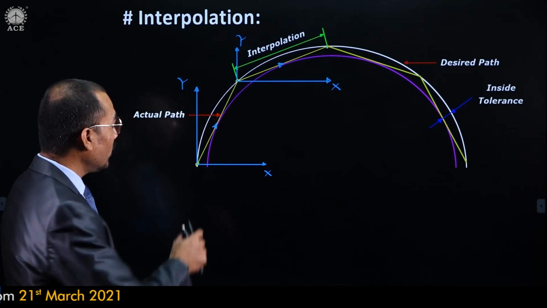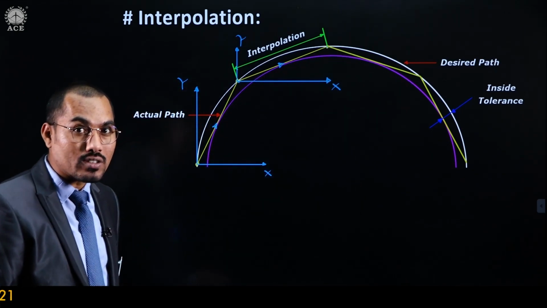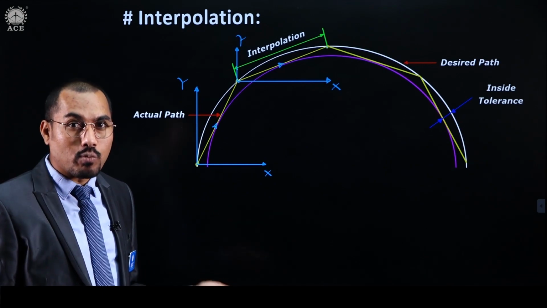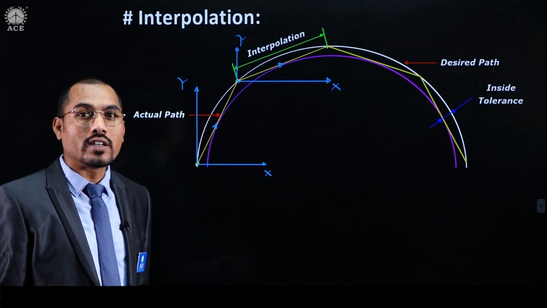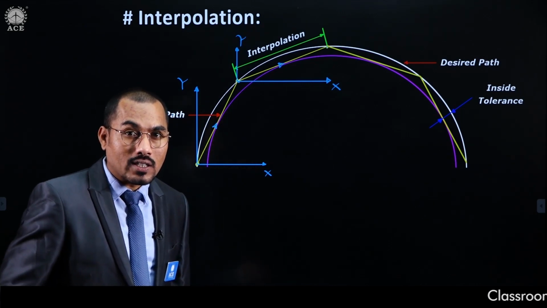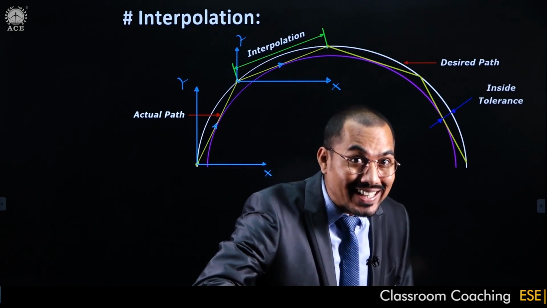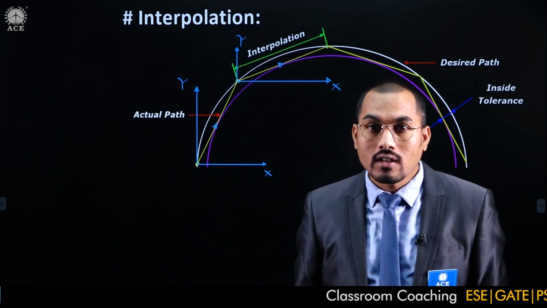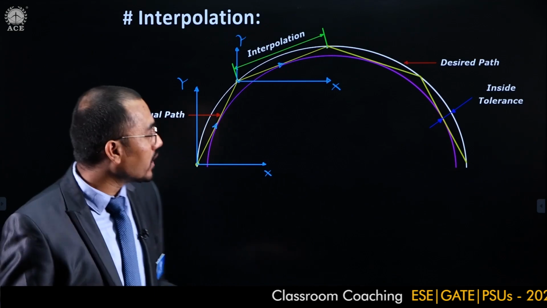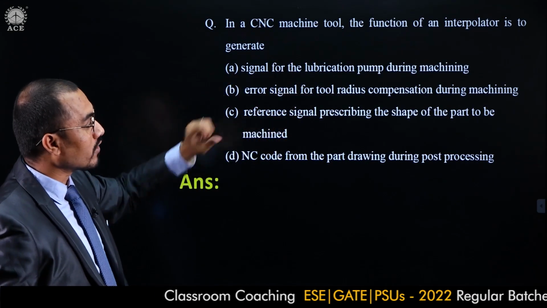Right, fine. So my tool is moving from here to here, here to here. This is the actual path that the tool is traveling. So the interpolator is controlling the movement of the tool. Whichever direction my tool is moving, that is the shape that is going to get produced on the body. Which means that the interpolator is nothing but controlling the shape.